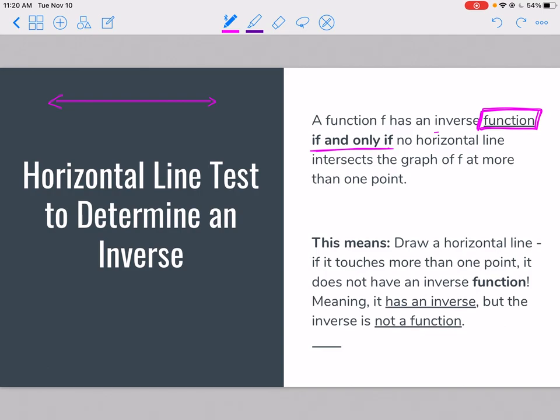Now, I say there's an inverse function for a very specific reason. I'll tell you in a second. So what this means is you'll draw a horizontal line, or like I said, imagine sweeping it down the graph, and if it touches more than one point, you know it will not have an inverse function. Every function has an inverse, but that inverse is not necessarily a function itself, okay? So every single function has an inverse, but the horizontal line test tells you whether the inverse is a function or whether it's not a function.